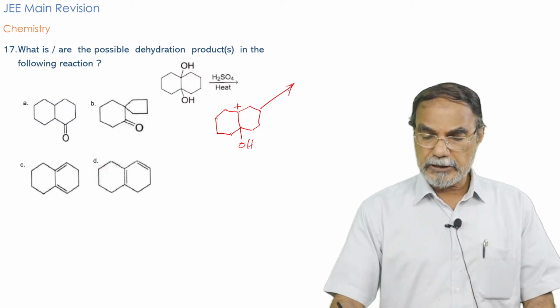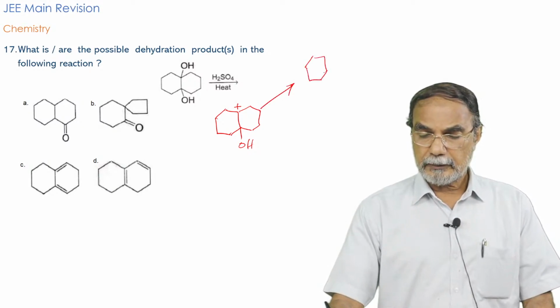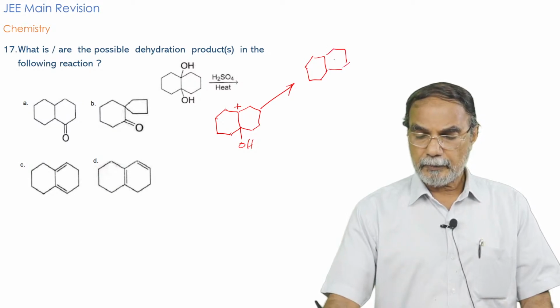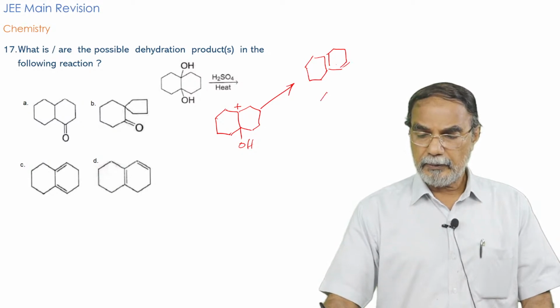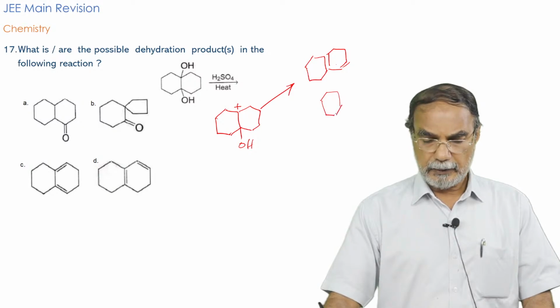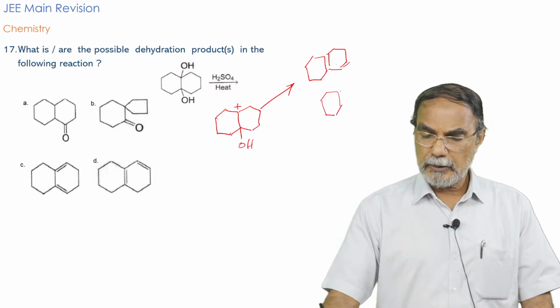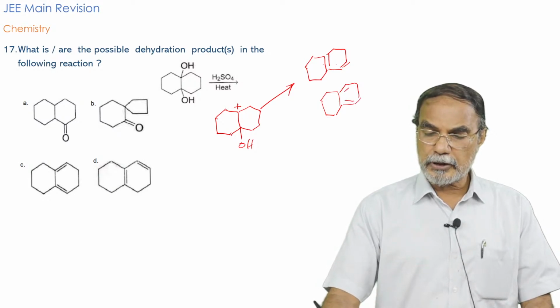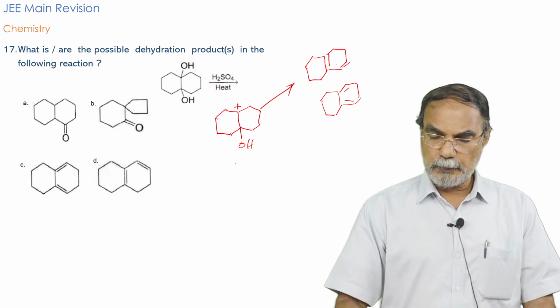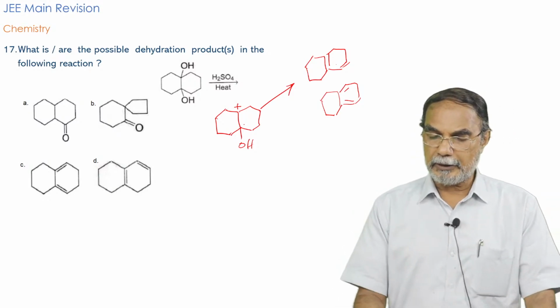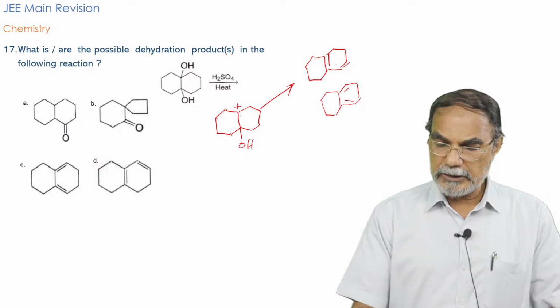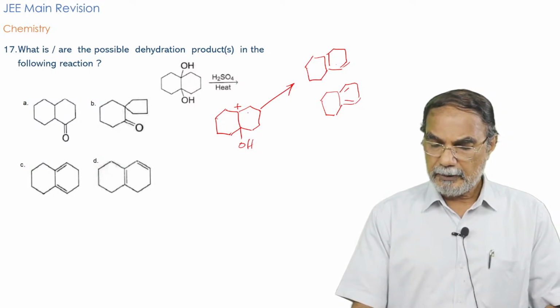That means from this you can get one compound, you have this compound, and you have the other compound. That means this compound is possible, and you can also have this compound. These two compounds are possible starting with this carbocation, because a proton is lost means a double bond will be created, and from this position again a double bond is created.